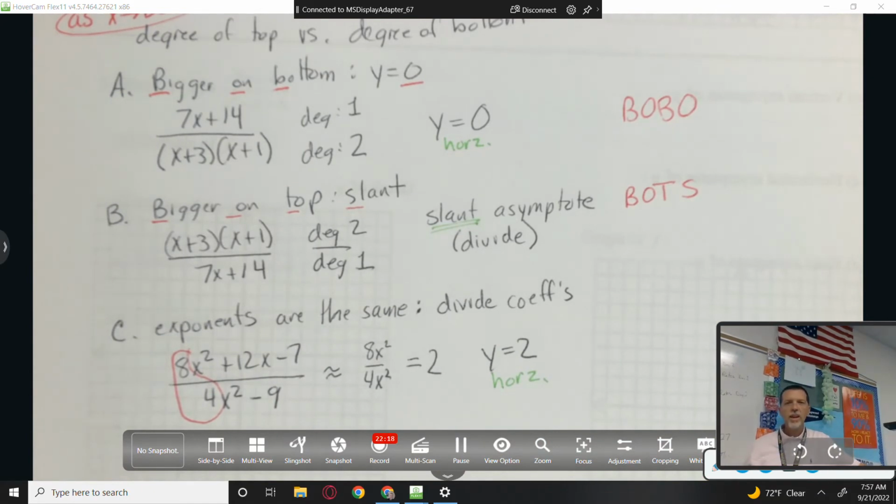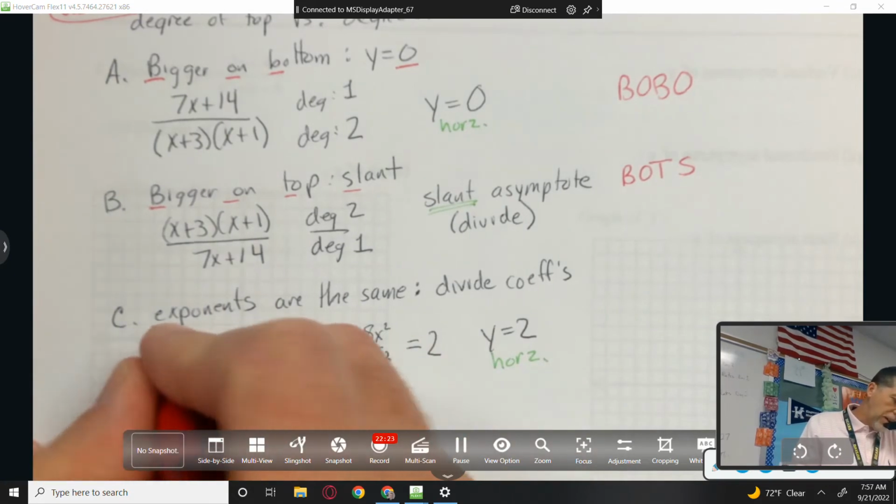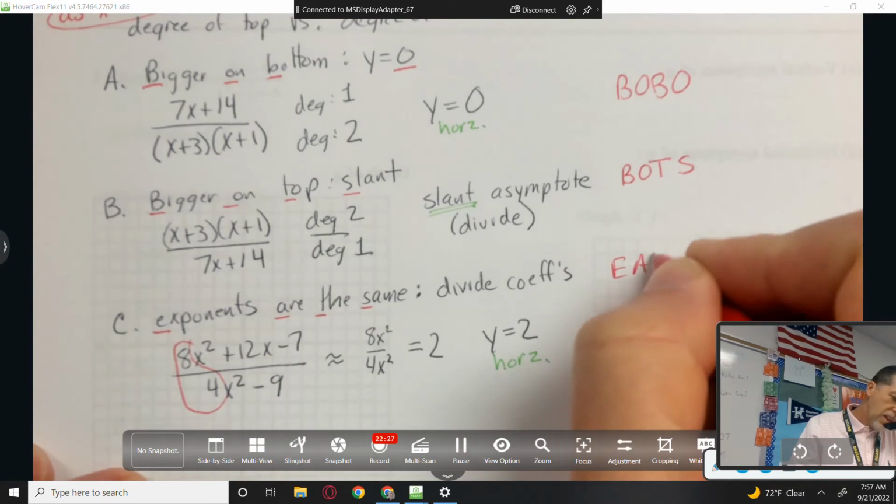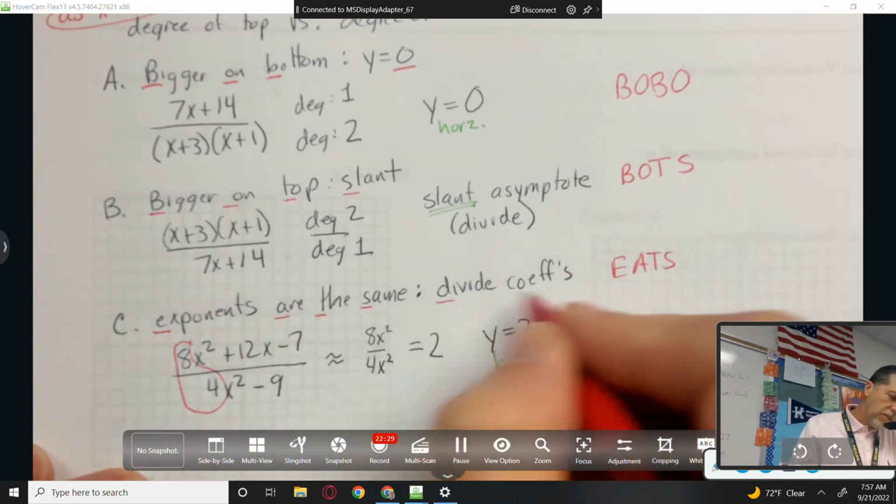Bigger on top, slant. And then this is what makes it funny. Exponents are the same. You divide the coefficients.